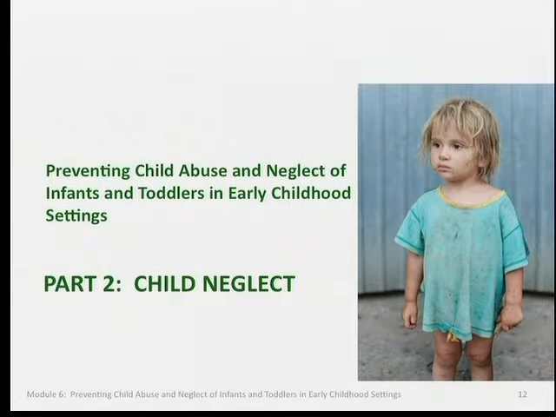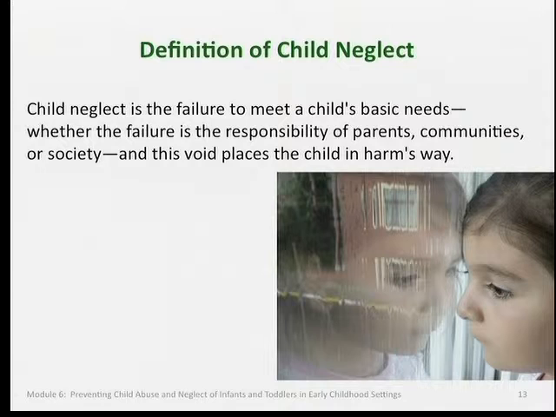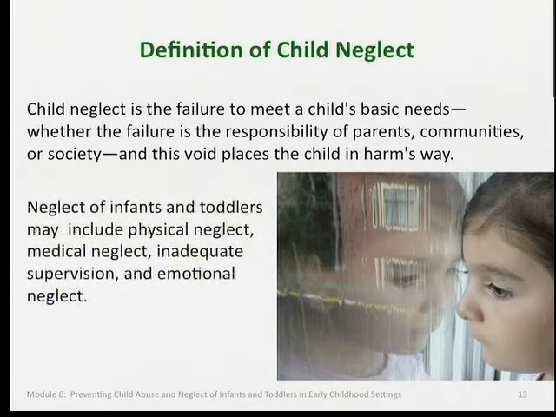In Part 2, we will look at neglect, the most common form of child abuse. Child neglect is the failure to meet a child's basic needs, such as food, shelter, clothing, a safe environment, and health care, which puts the child at risk for harm. Neglect may represent failure by the parent, the community, or society to care for young children. Neglect of infants and toddlers may include physical neglect, medical neglect, inadequate supervision, and emotional neglect. In its most severe form, neglect results in physical harm or death.